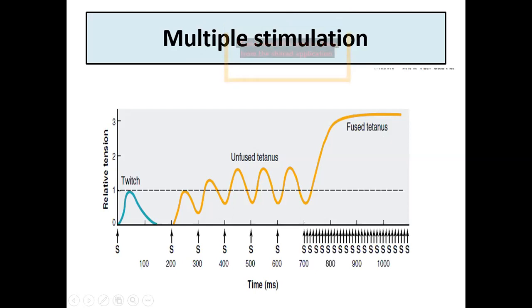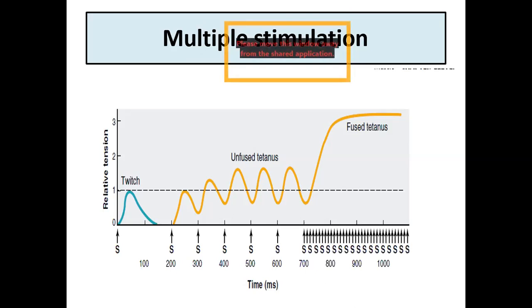So when the frequency of multiple stimuli is such that the next stimulus falls during the contraction phase of the previous stimulus, the muscle will remain in a state of smooth, sustained contraction, and that is called fused tetanus, or the tetanic type of skeletal muscle contraction. Don't confuse it with the disease tetanus, which is altogether different. It is caused by a microorganism.